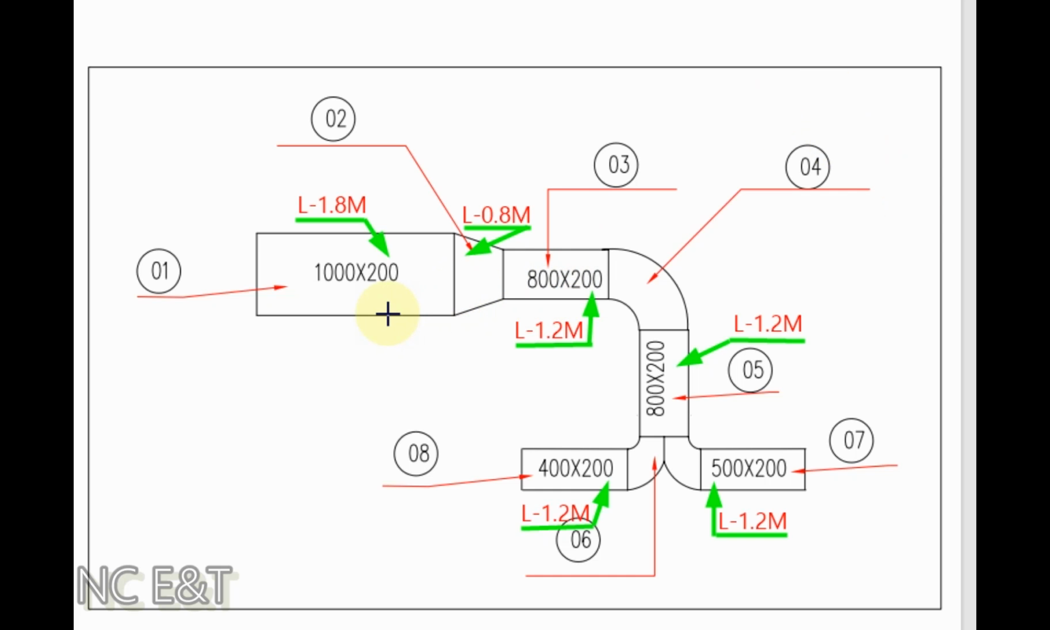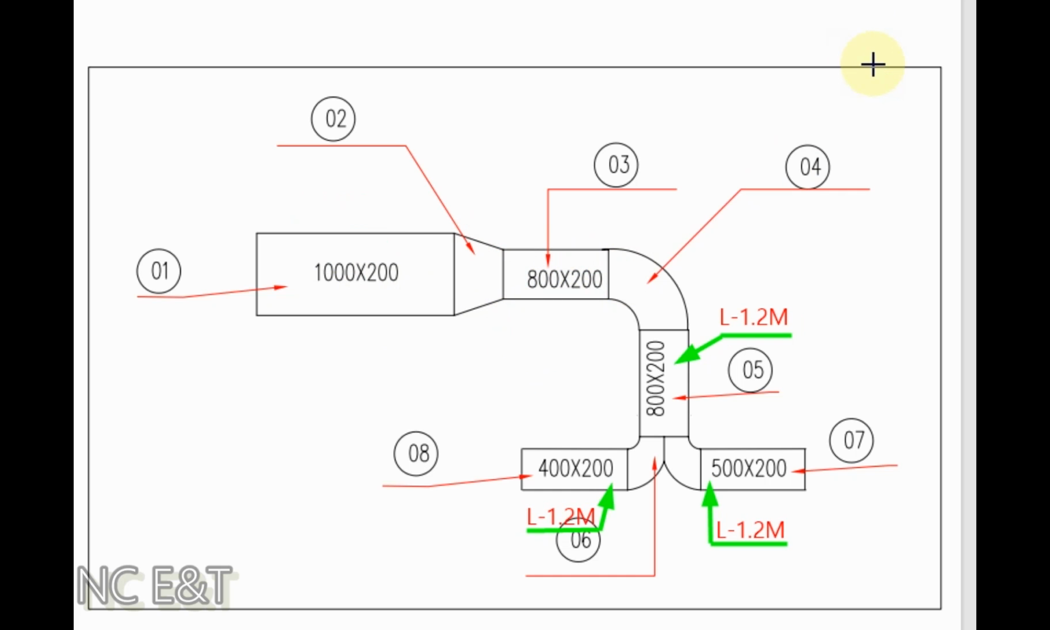The tag number 1 is the rectangular duct, size 1000 by 200, length 1.8 meter. Number 2 is the reducer between 1000 by 200 and 800 by 200, length is 0.8 meter. Number 3 is the straight duct, 800 by 200, length 1.2 meter. Number 4 is the elbow, size 800 by 200, and number 5 is the straight duct, size 800 by 200, length 1.2 meter.